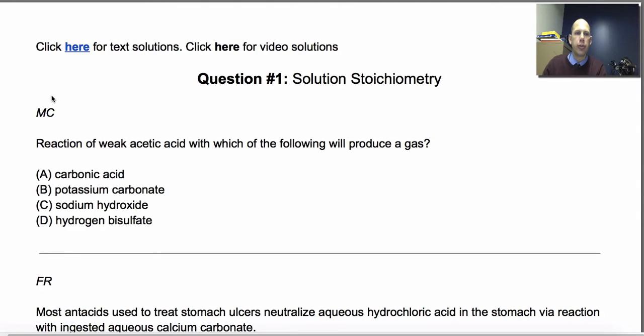Okay, so for the first multiple choice question, we know that an acid will produce a gas, referring to CO2 gas, when it reacts with carbonate. So we're looking for something that contains carbonate. B is the only one that does that.